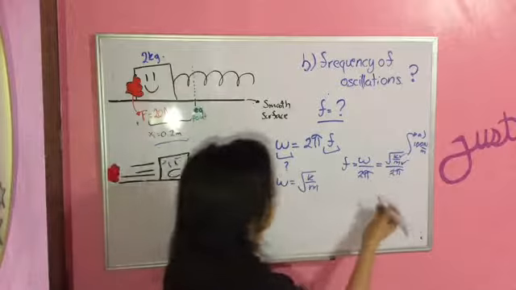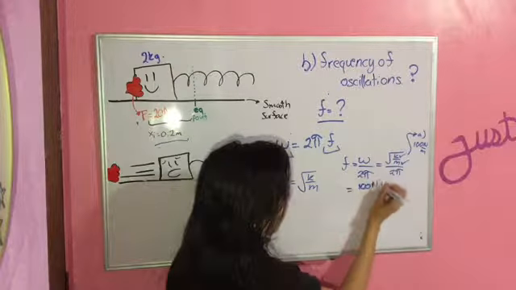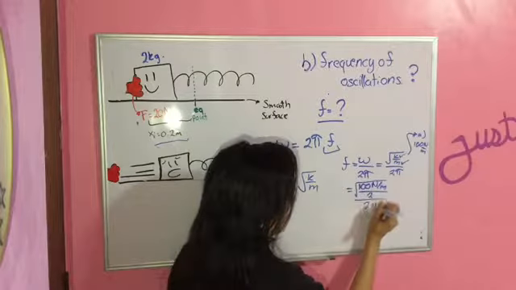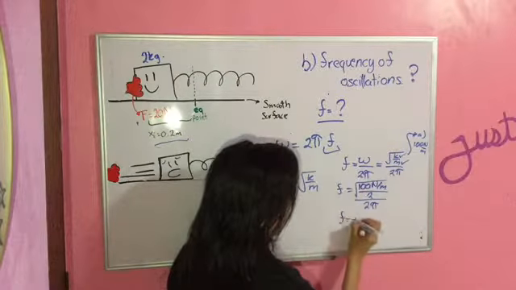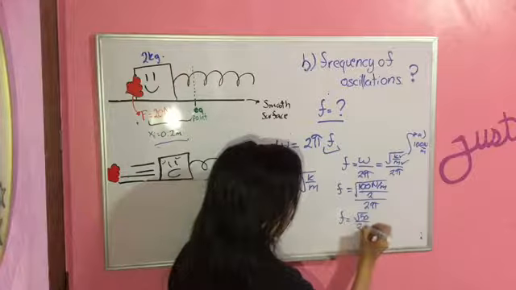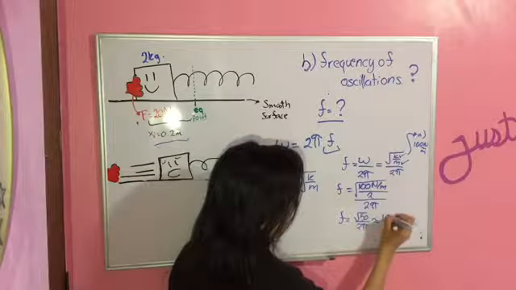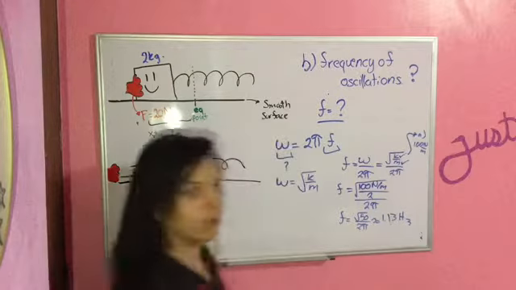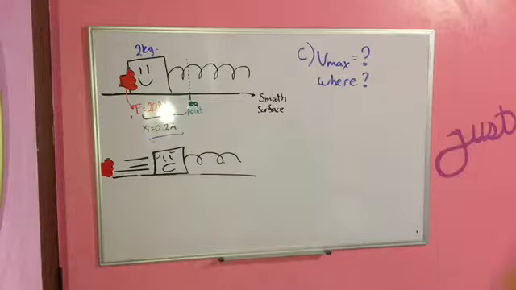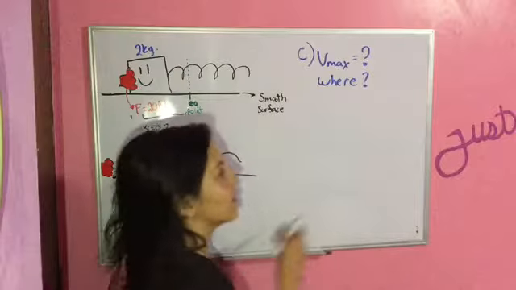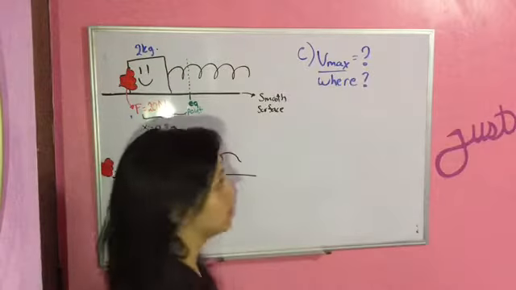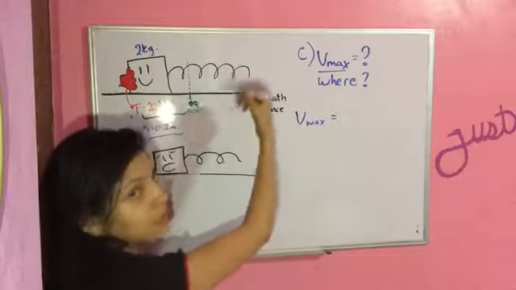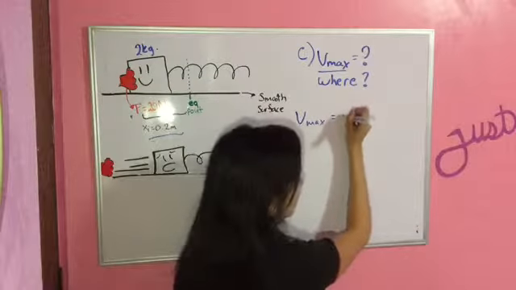Now we only have to substitute that variable in our equation, and that will give us 2 pi times the square root of m over k, and that will give us a frequency of 1.13 hertz. The third question is asking us for the maximum velocity at which the object can go, and where does it achieve that maximum velocity.